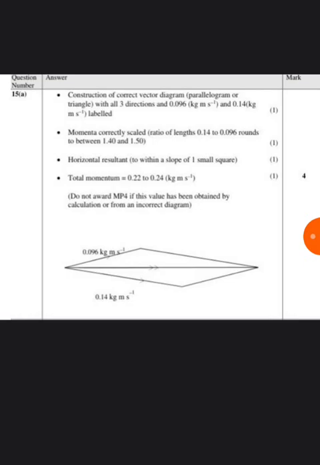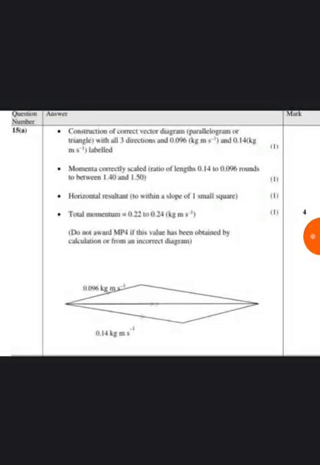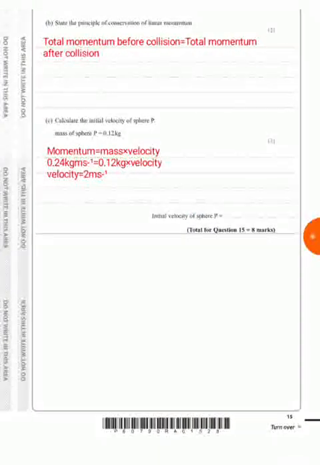gives 1 mark. Momenta correctly scaled gives us 1 mark. Horizontal resultant to within a slope of 1 small square gives us 1 mark, and total momentum equals 0.22 or 0.24 gives us 1 mark. So this is how we draw it. Okay. Then part B. State the principle of conservation of linear momentum. So total momentum before collision is equal to total momentum after collision.